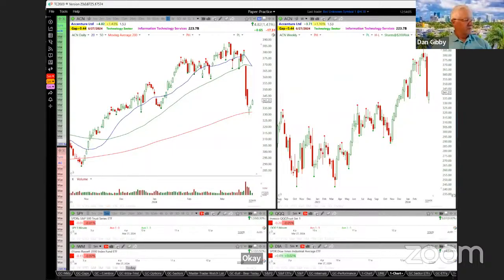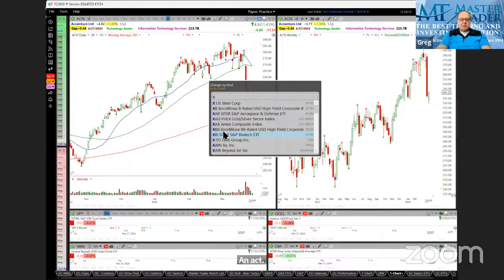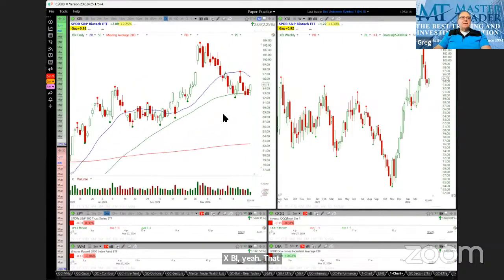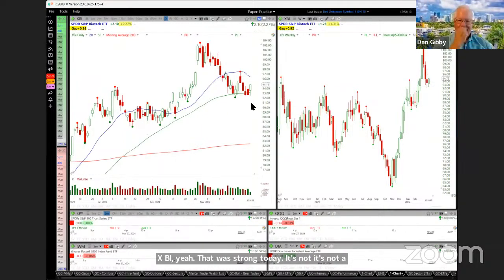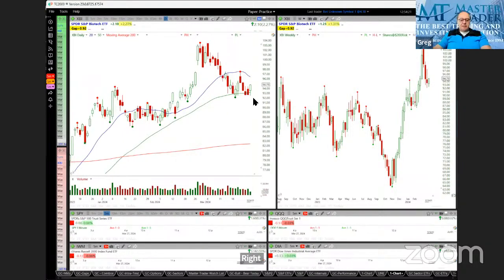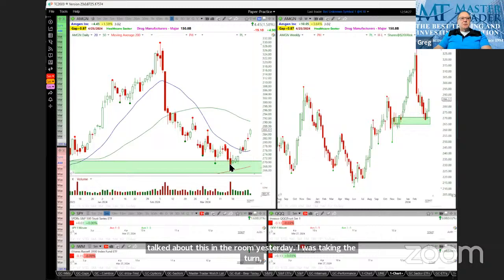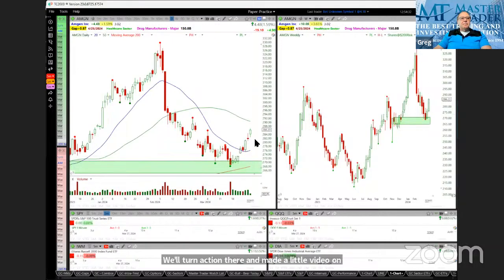Climactics. XBI has a W bottom if it closes strong. XBI, yeah. That was strong today. It's not a climactic pattern, but it's a retest. I talked about this in the room yesterday. I was making the turn. Amgen, little turn action there. I made a little video on that the other day. That's moving up nicely, on top of support there.